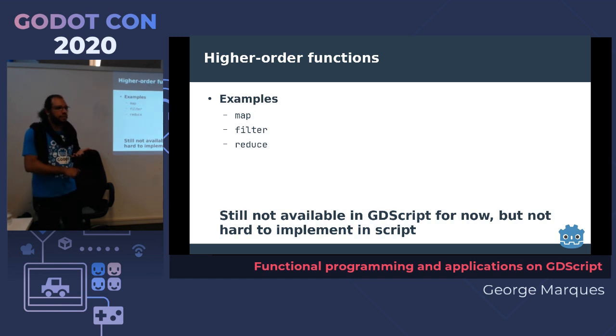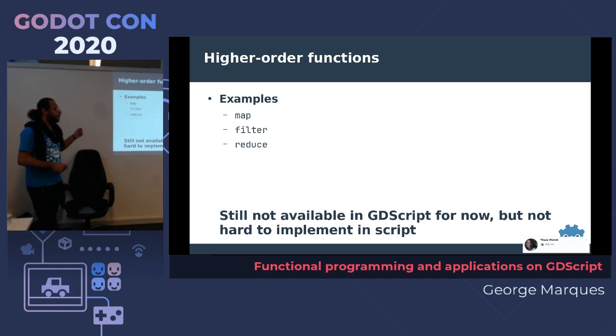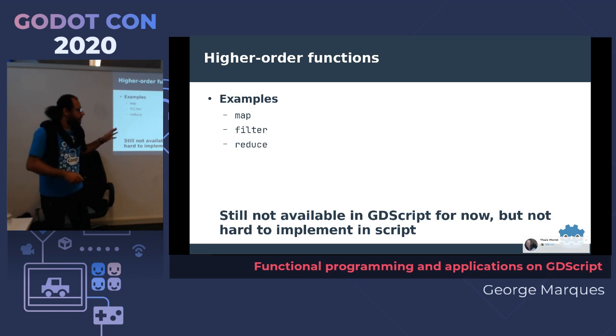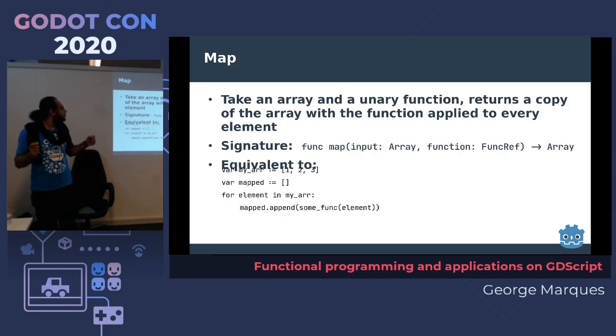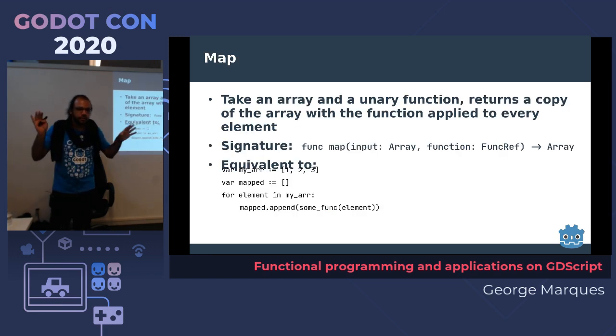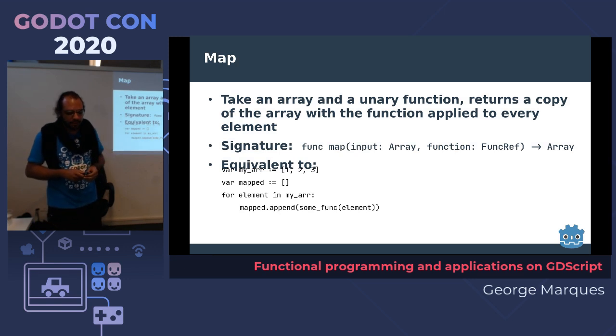Some examples of higher order functions are map, filter, and reduce. They're also not available in GDScript, since it doesn't have first class functions, so it doesn't make sense to have them right now. But eventually it's going to have it sometime soon. So let's talk about those functions as well. Let's talk about map.